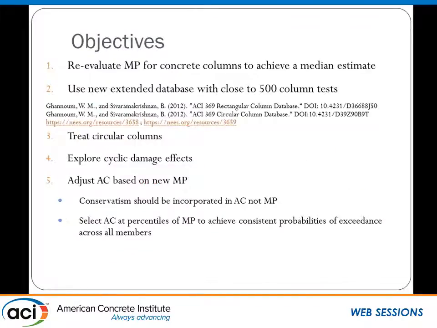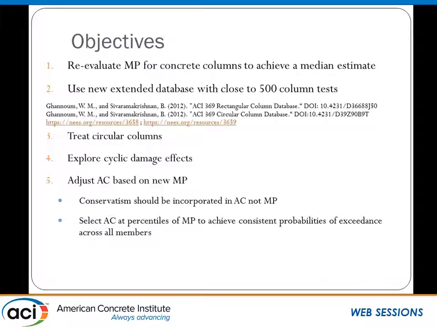So the objectives here, as I mentioned: reevaluate the modeling parameters to achieve median estimates. There's a new database that I developed at the University of Texas, adding to the PEER database. We're up to over 500 columns at this point. The work I'll be showing will treat circular columns, whereas in the current version of ACI 41, only rectangular columns were treated. Circular columns actually do show quite a bit better performance, probably about 30% or so better deformation capacity, so they're treated separately. We explored these cyclic damage effects, so effects of number of cycles.